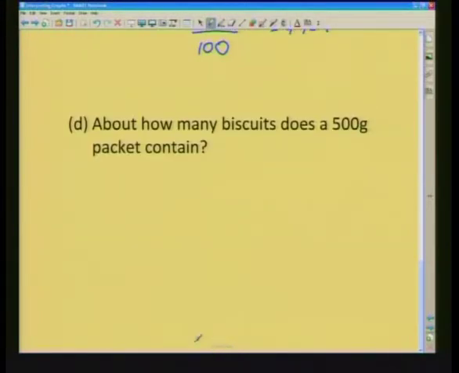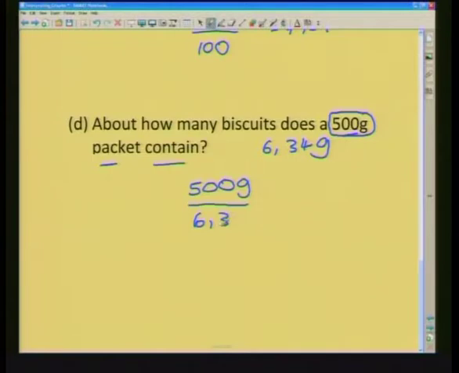Finally, about how many biscuits does a 500-gram packet contain? So 500 grams, we know that each biscuit weighs 6,34 grams, and 500 grams is a really big packet, all right? So if I would like to know how many biscuits this big packet contains, all I've got to do is take the total weight, which is 500 grams, divided by the weight of each individual biscuit, and that will then tell me how many biscuits I can put into a 500-gram packet.